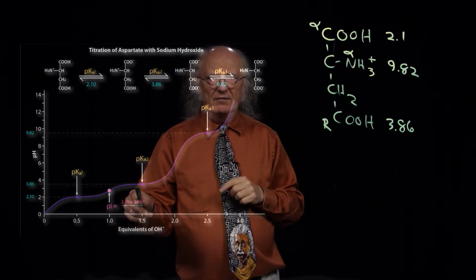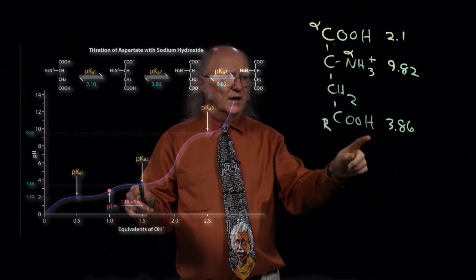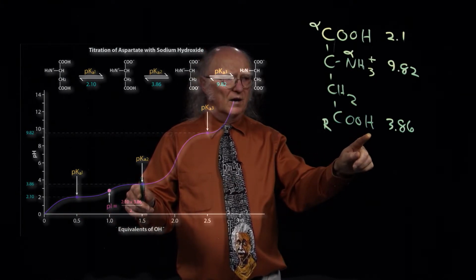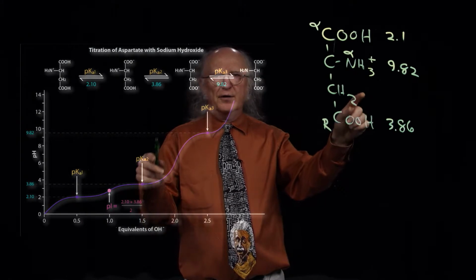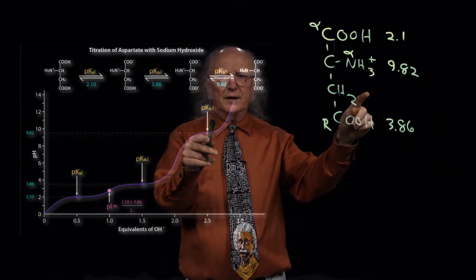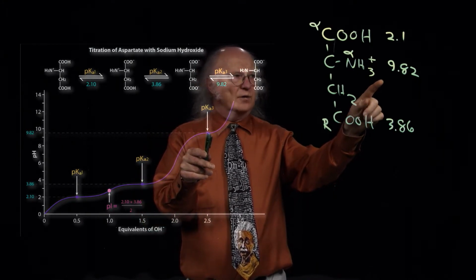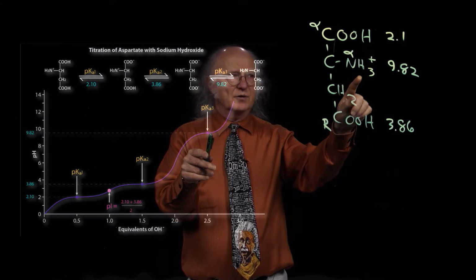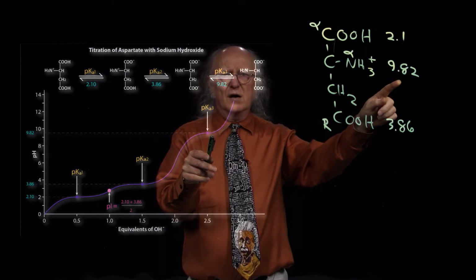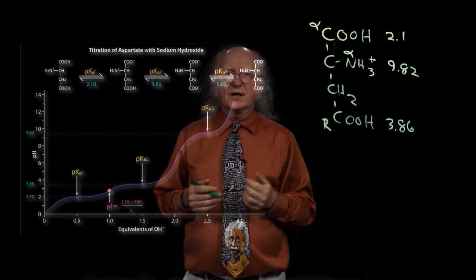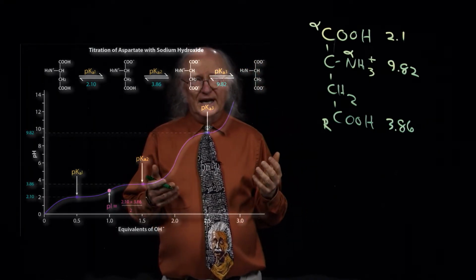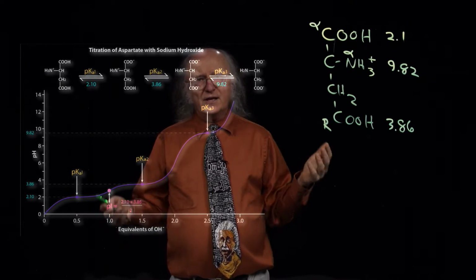The second pKa value corresponds to the ionization of this carboxyl ion right here, and it corresponds to a pKa value of 3.86. And the third ionization occurs way up here. It relates to the ionization of the amine group that you can see right here, and it has a value of 9.82.